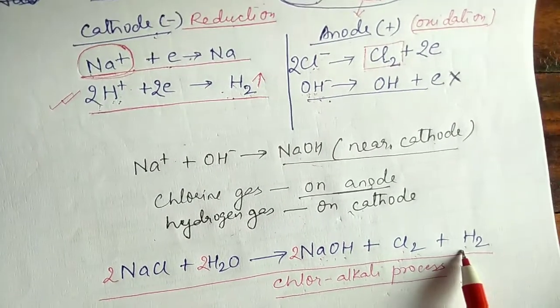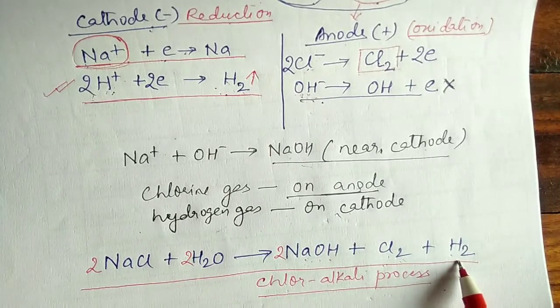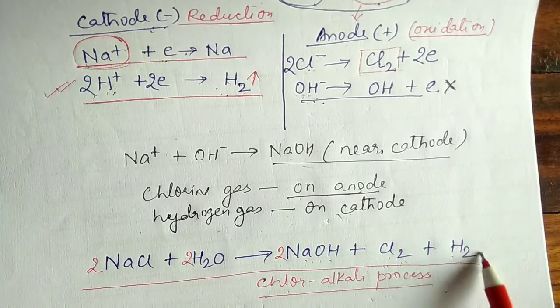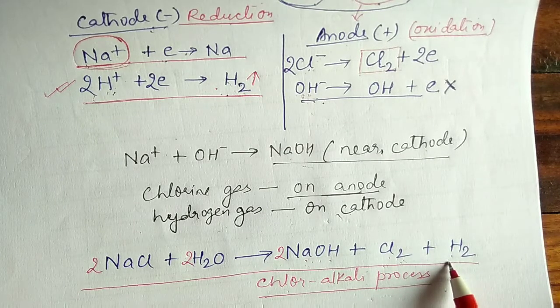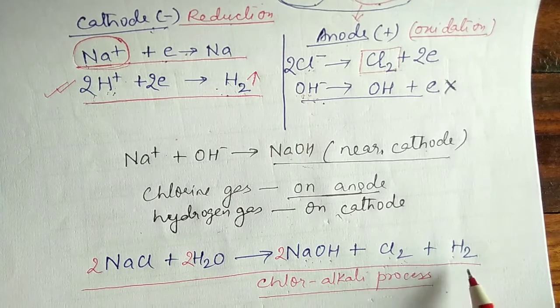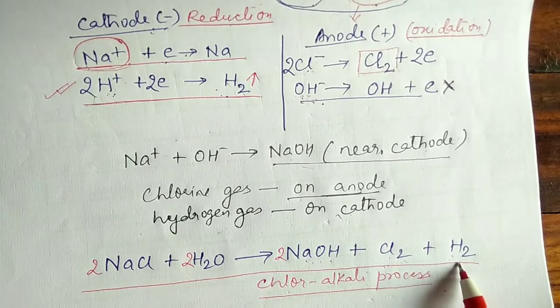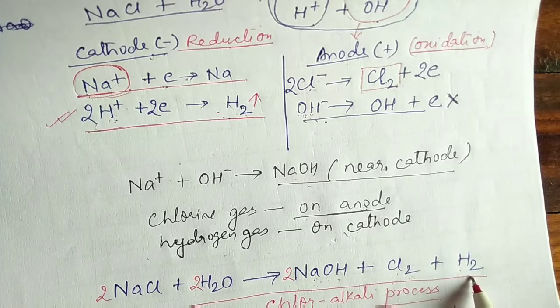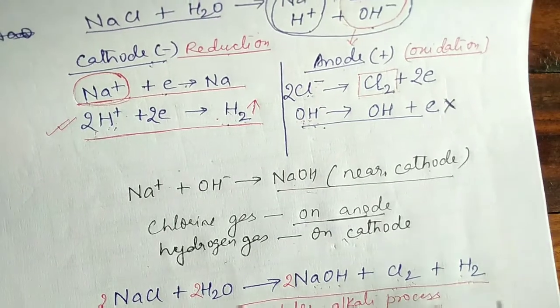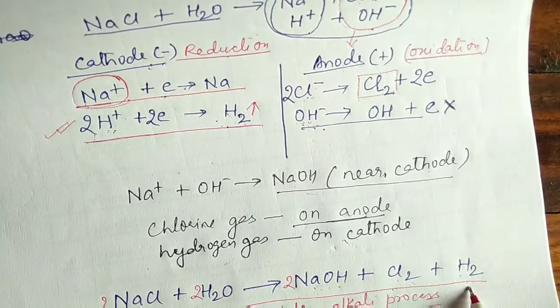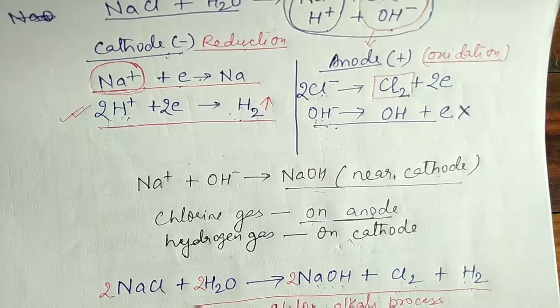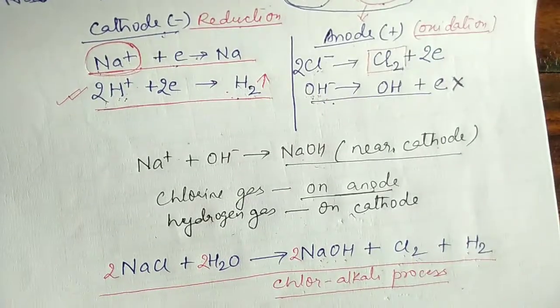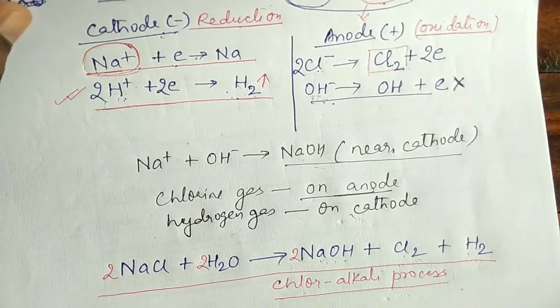Now hydrogen is a fuel. It's a clean fuel which has high calorific value. So we are working towards how we can increase our dependency on hydrogen, because hydrogen is a very combustible gas and has high calorific value. So it has great potential for being used as a fuel. Hydrogen is also used in preparation of ammonia and fertilizers. So these are the uses of hydrogen, chlorine and caustic soda.